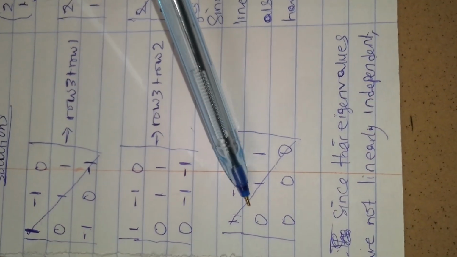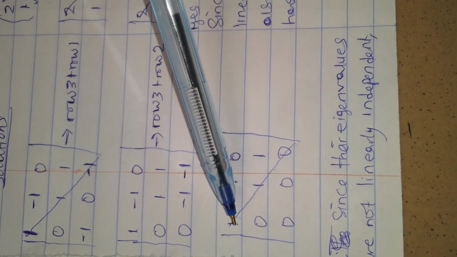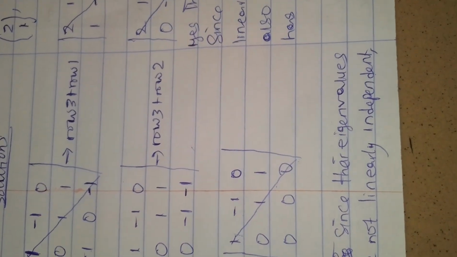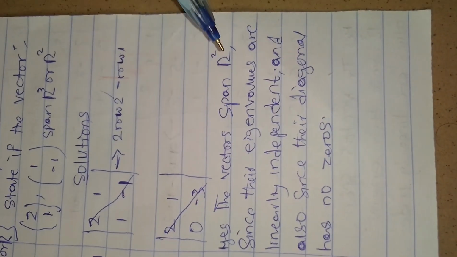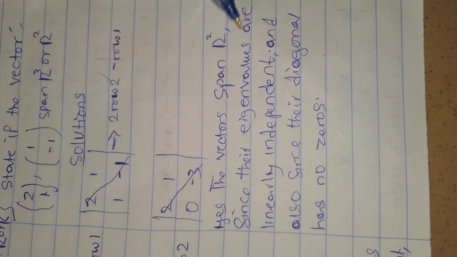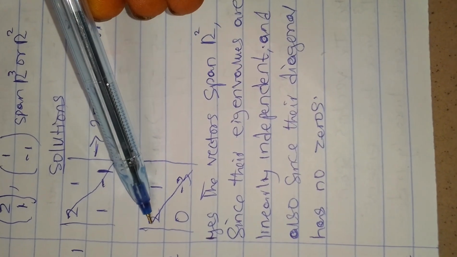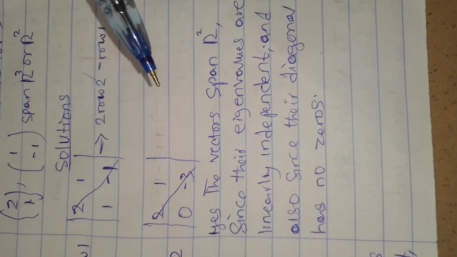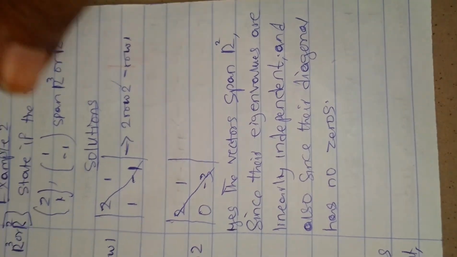R squared. If you check this one, this vector is R cubed, since it has what? 3 rows and 3 columns. Okay. Now therefore, you say yes, the vectors span R squared, since they are eigenvalues. These are the eigenvalues. That is the diagonal. Since the eigenvalues are linearly independent, and also the diagonal has no 0. If you check it, the diagonal has no 0. So it means that this vector spans what? R squared.